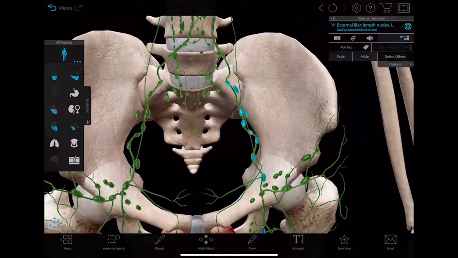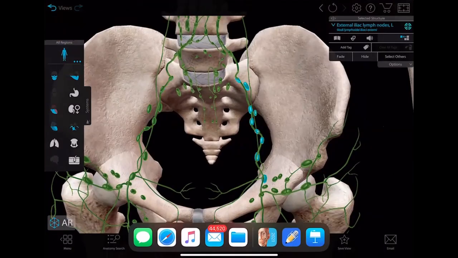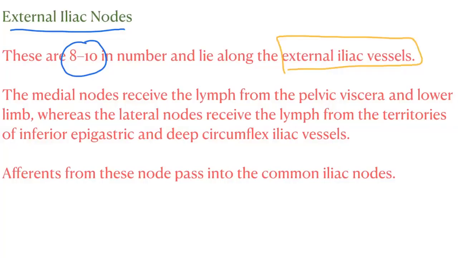These are the external iliac lymph nodes, on both sides, this side and this side. The medial nodes receive lymph from the pelvic viscera and lower limb, whereas the lateral nodes receive lymph from the territories of the inferior epigastric and deep circumflex iliac vessels. Efferents from these nodes pass into the common iliac nodes.